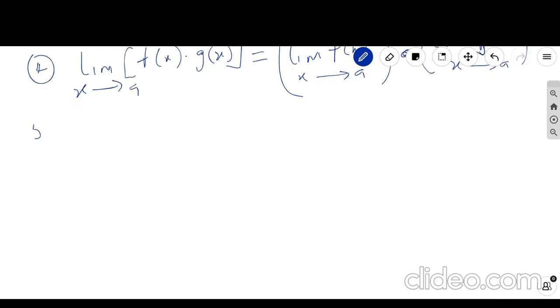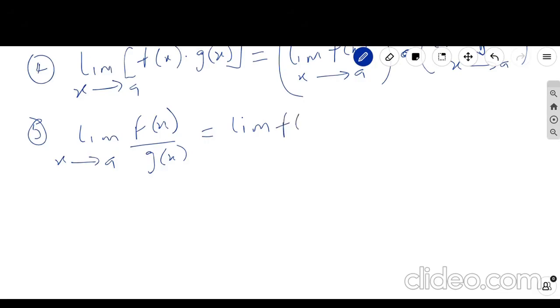Number 5 says the limit under division: the limit of f of x over g of x as x tends to a. This can also be written as the limit of f of x as x tends to a, over the limit of g of x as x tends to a. Meaning you can solve them separately.